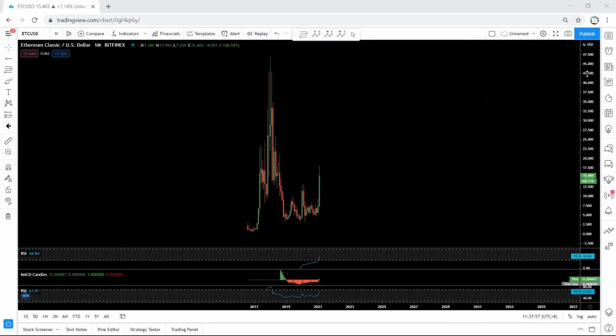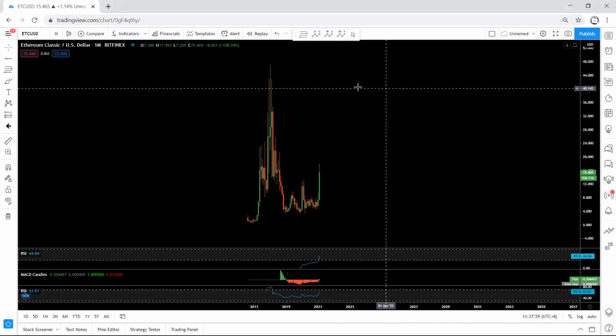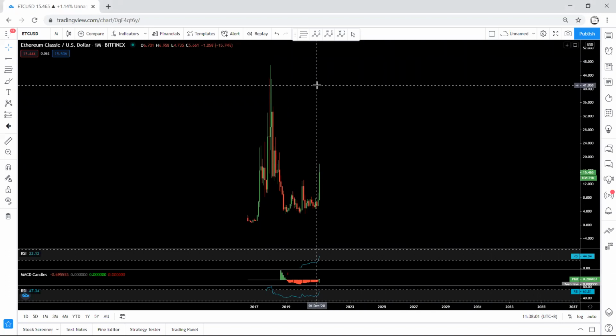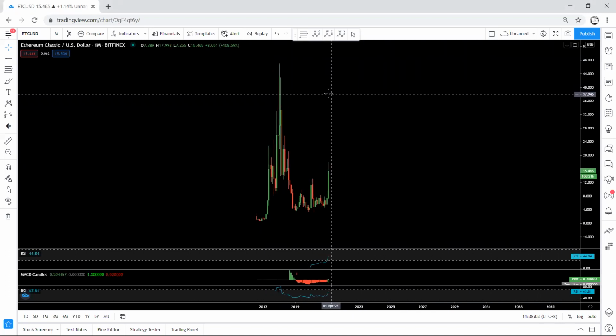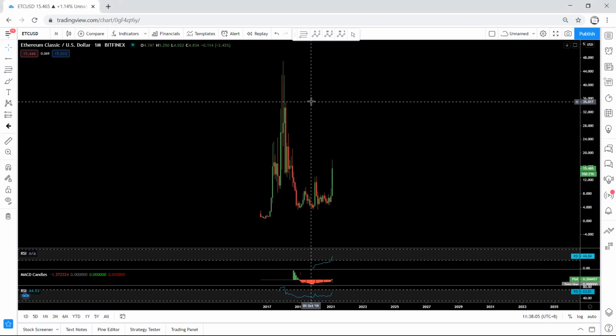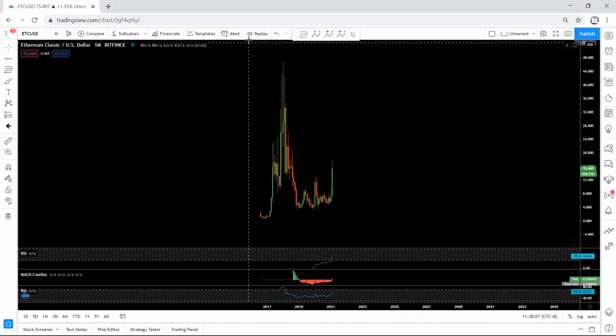ETC. Okay, I have not been trading ETC, but someone requested and asked me to analyze it. Now we just check whether we can get any trade setup or not and how we can trade it. As we can see on the monthly chart, similar to other crypto, after this sharp move, the price has been within this range for quite some time.